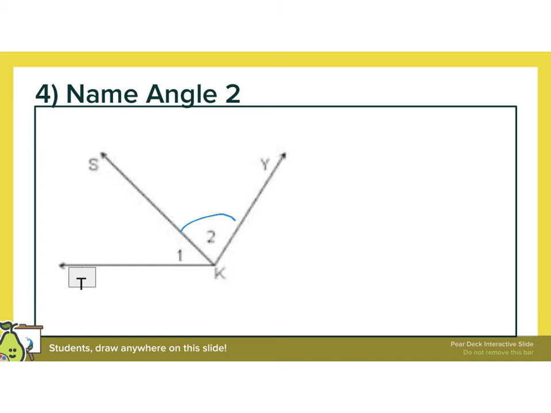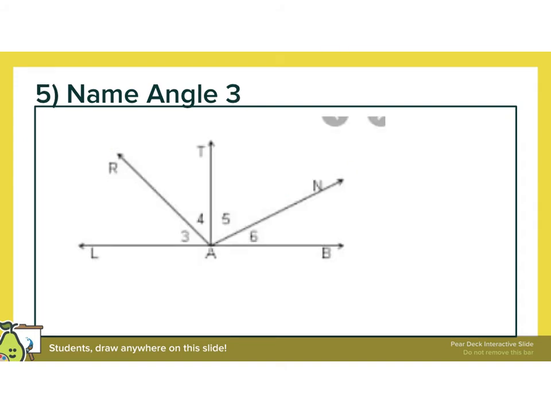To name angle 2, again, this is the vertex. This is the first point. This is the third point. So angle SKY, or angle YKS.